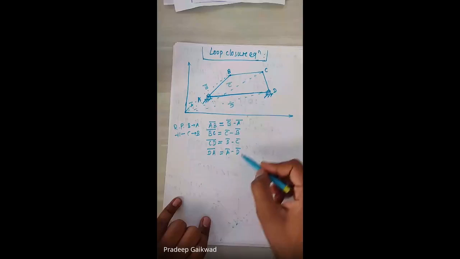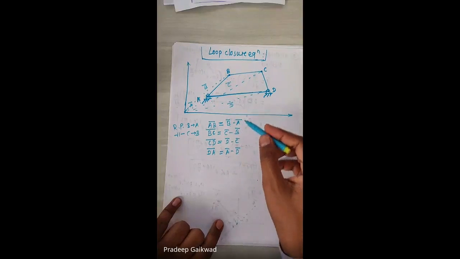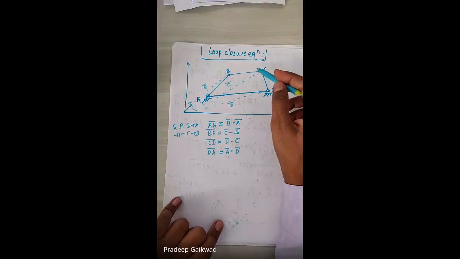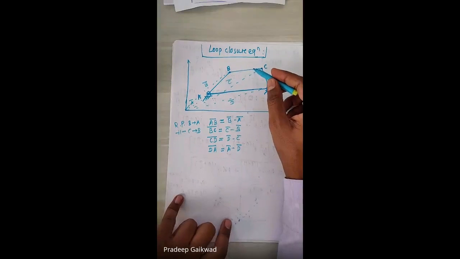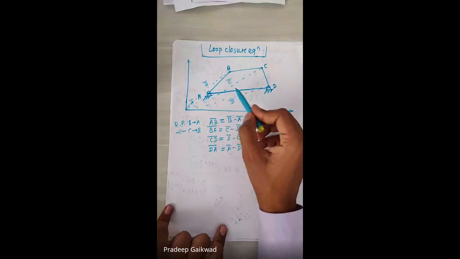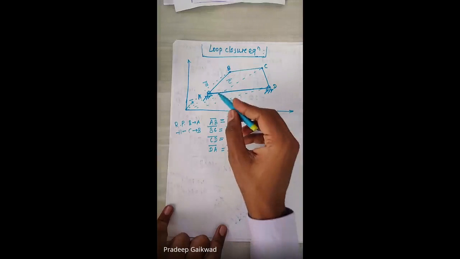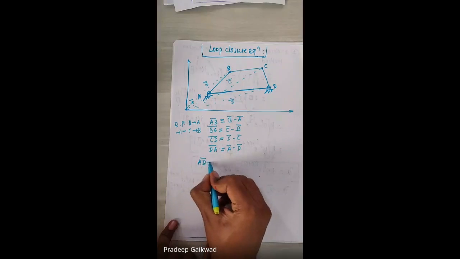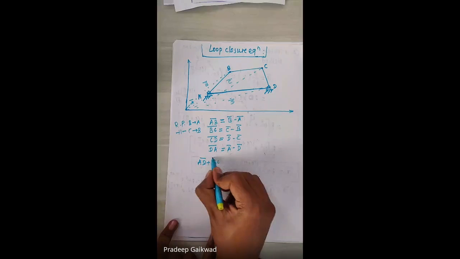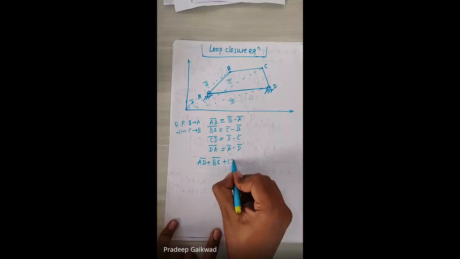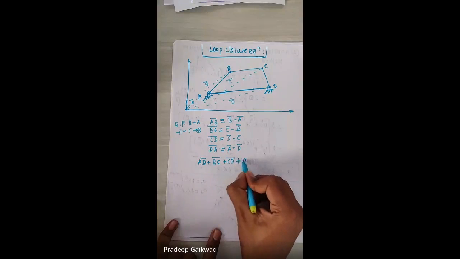Now, why am I discussing these relative and absolute position vectors? Because I want to discuss a loop closure equation. If I add all the relative position vectors in this mechanism, that is, in a 4-bar mechanism, I can write it as vector AB plus BC. When I say BC, consider it as a vector only. Then it is vector CD, and vector DA.